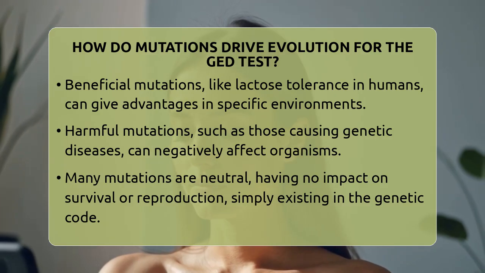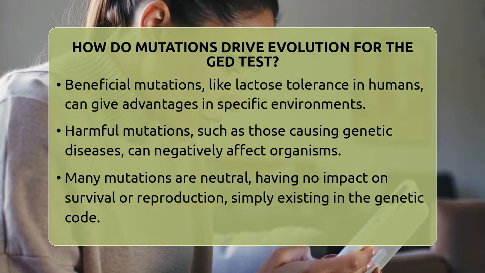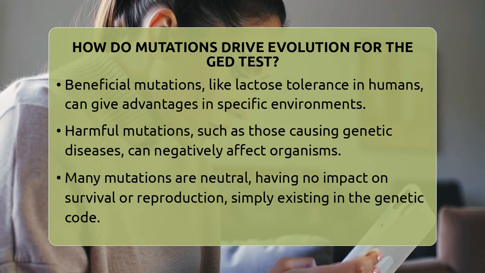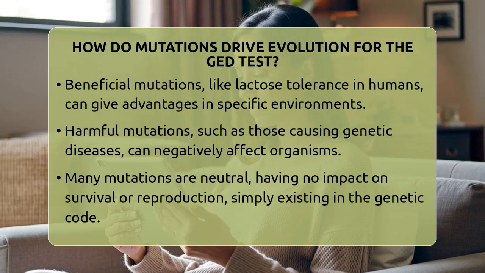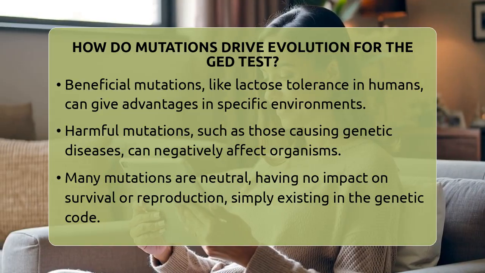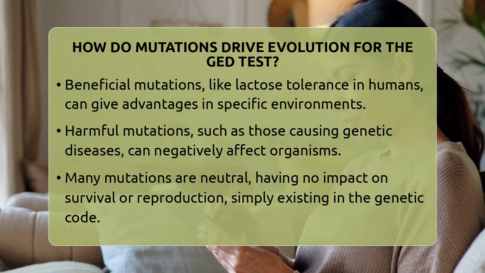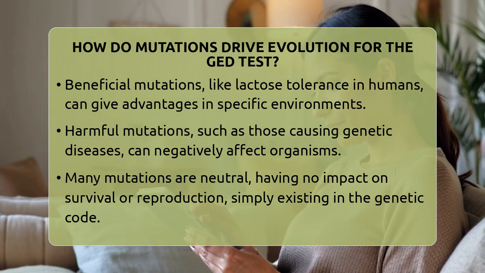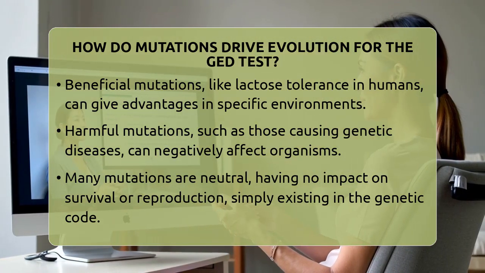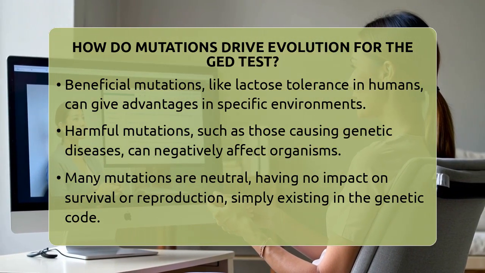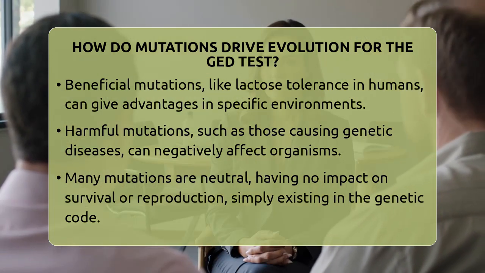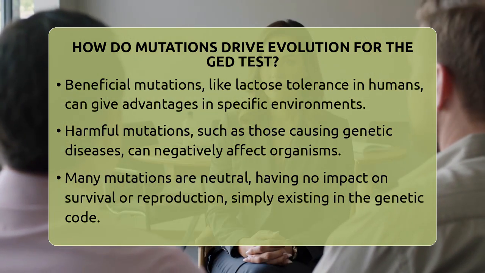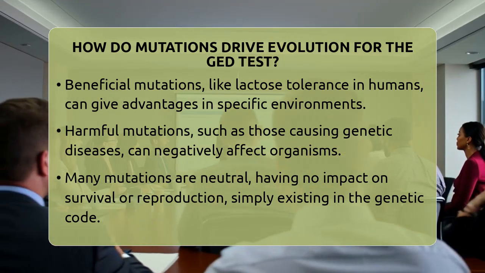Sometimes mutations are beneficial, like humans developing lactose tolerance. In some populations, a mutation allows adults to digest milk. This trait gave people an advantage when dairy farming became common. Other times, mutations are harmful, causing diseases like cystic fibrosis. But many mutations are neutral, meaning they do not affect survival or reproduction at all. They just exist in the genetic code.